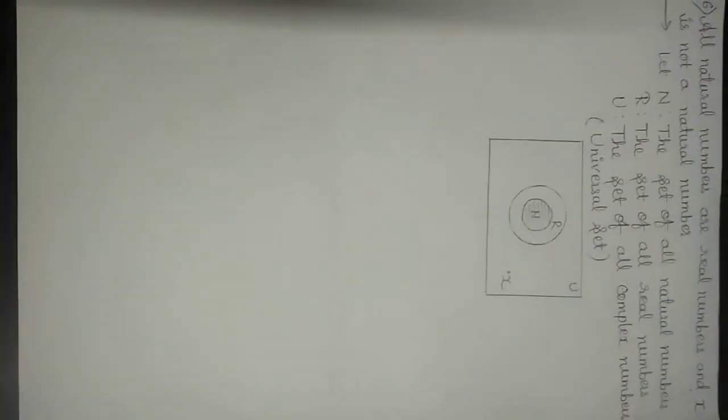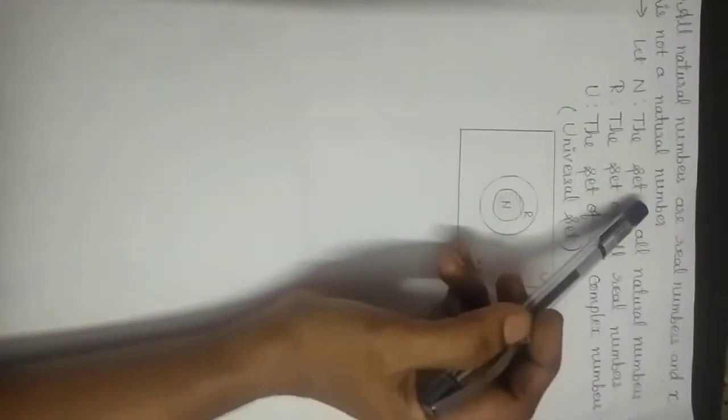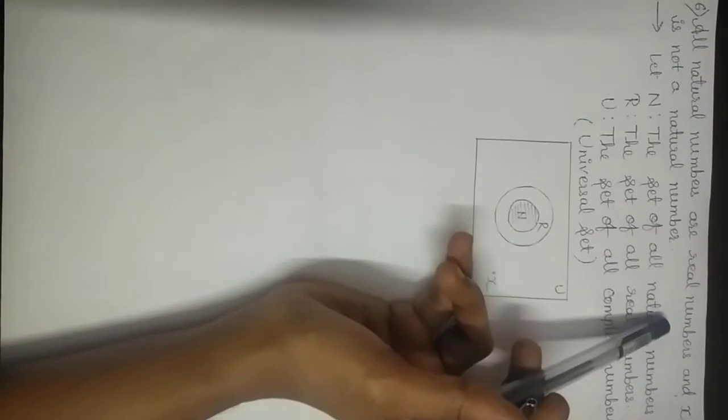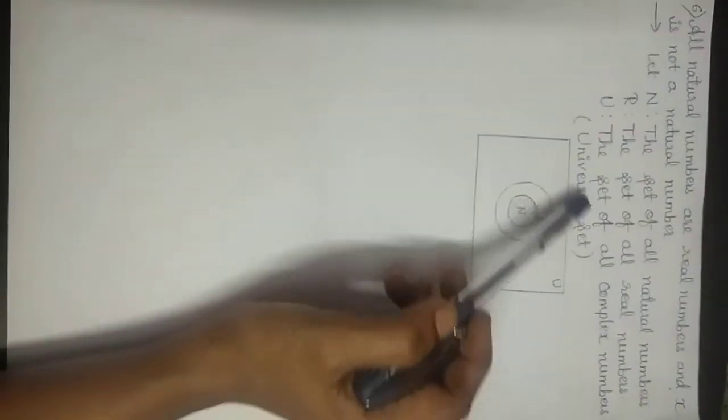Now we consider one more example: all natural numbers are real numbers and x is not a natural number. Here let N be the set of all natural numbers, R be the set of all real numbers, and U be the set of all complex numbers. We know that in the number system the biggest set of numbers is the complex numbers. Therefore we consider U as the set of all complex numbers, that is the universal set.